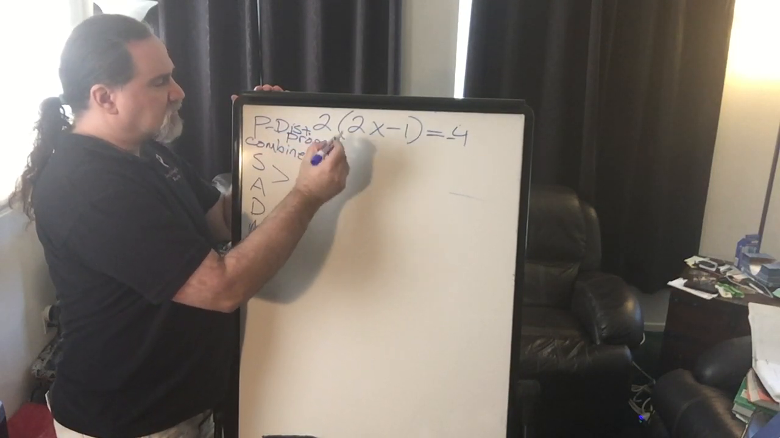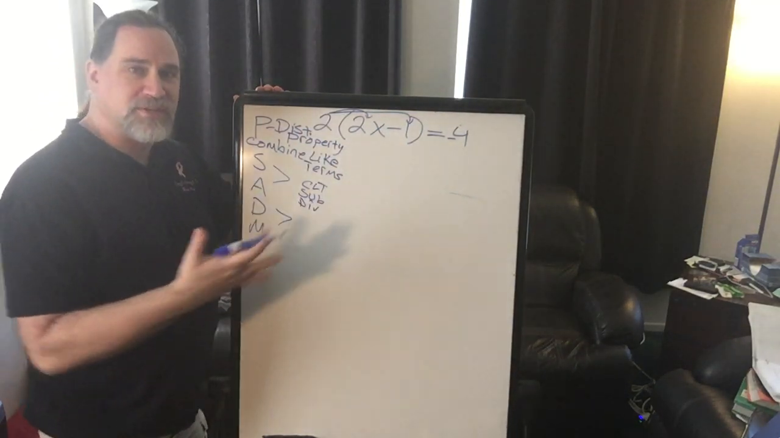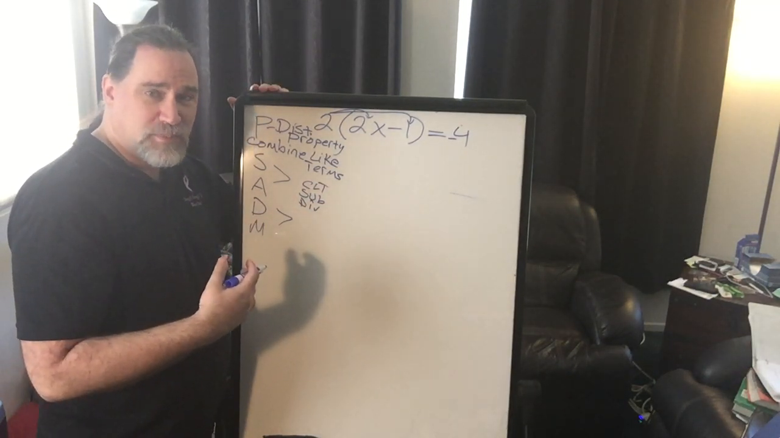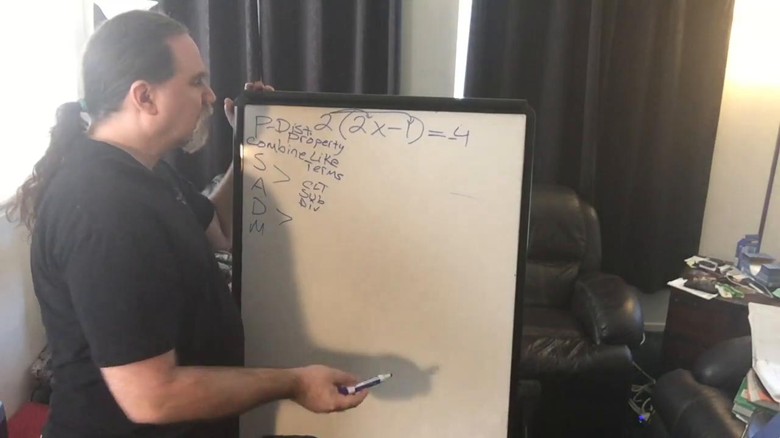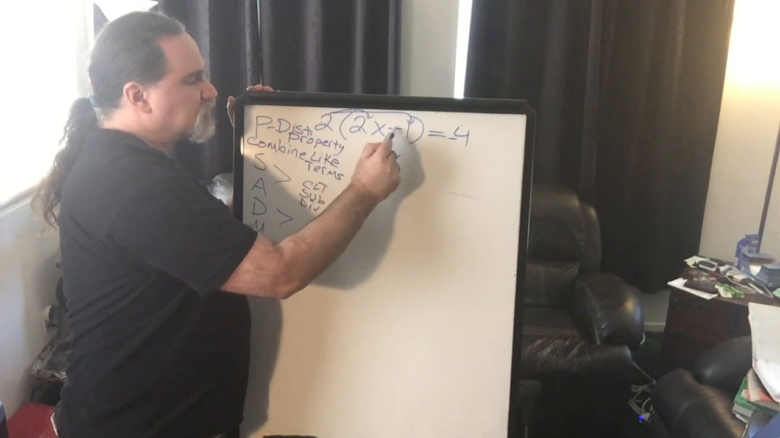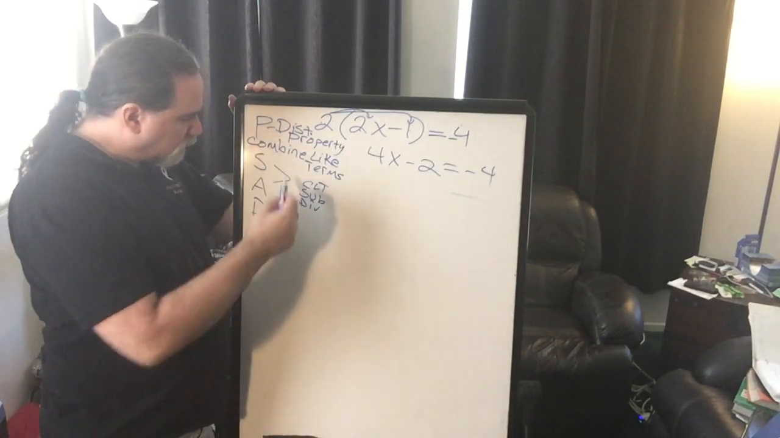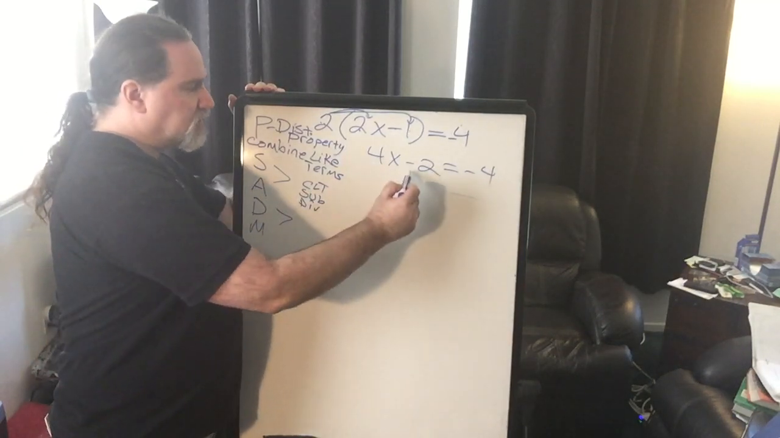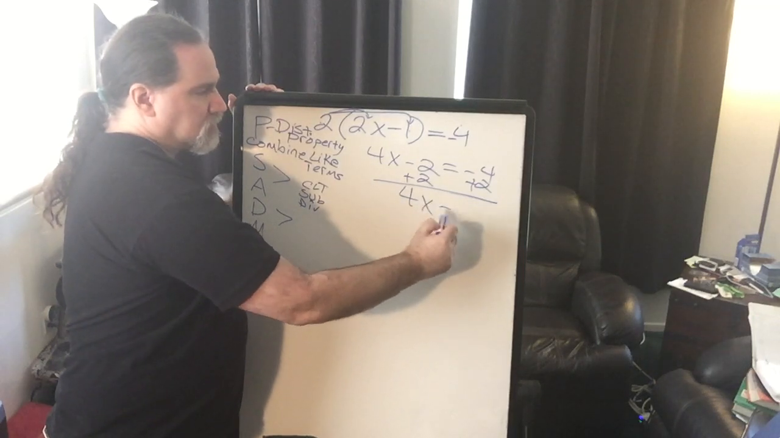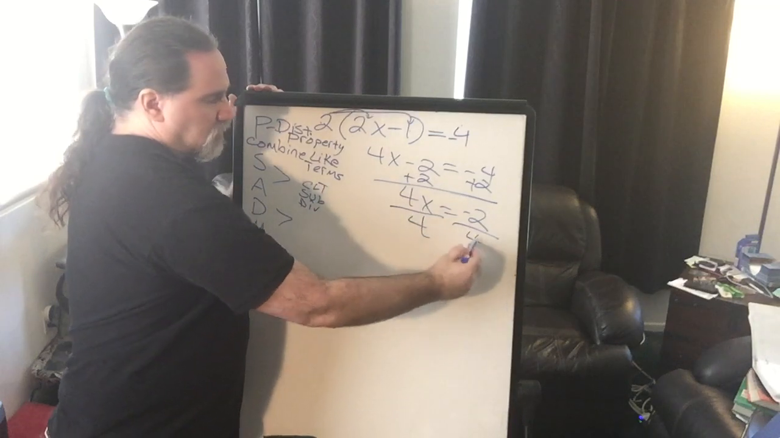If you remember that, that's where we draw those little rainbows to remind us that we're going to multiply the number that is outside the parentheses times all of the numbers that are inside the parentheses. So that means 2 times 2x is going to be 4x. 2 times -1 is -2. And now we're right back down here. We're going to add 2 to both sides. And then we're going to divide both sides by 4.